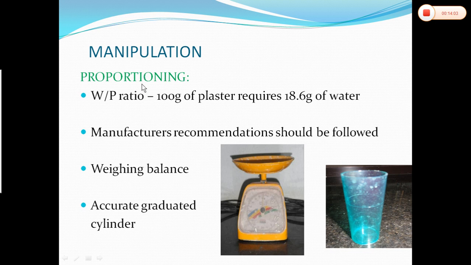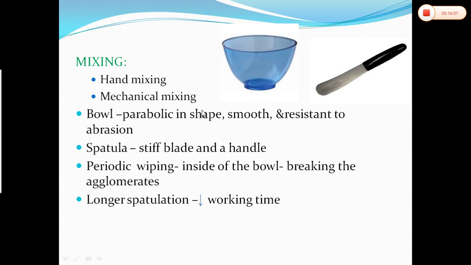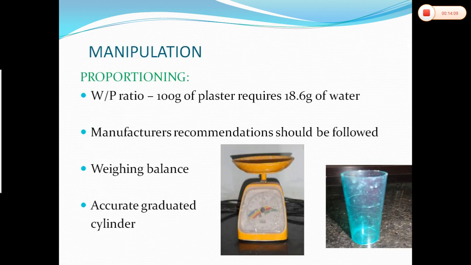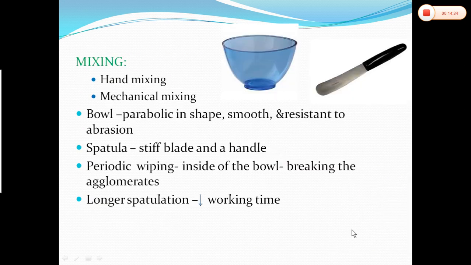So manipulation, proportioning, water powder ratio. 100 grams of plaster requires 18.6 ml of water. This is not grams, it is ml of water. 100 grams of plaster requires 18.6 ml of water. So we have to always follow the manufacturer recommendations. So use a weighing balance to measure powder and an accurate graduated cylinder for measuring water.